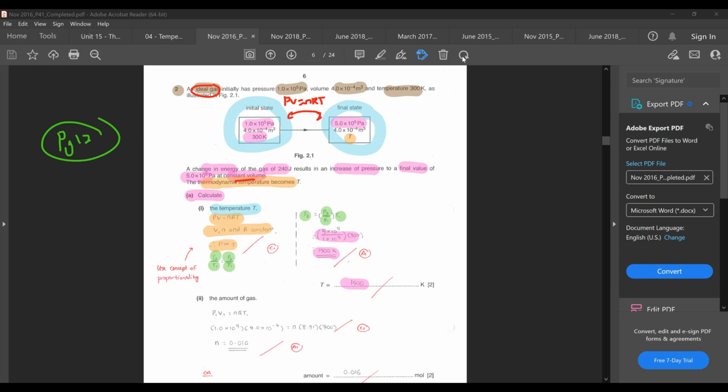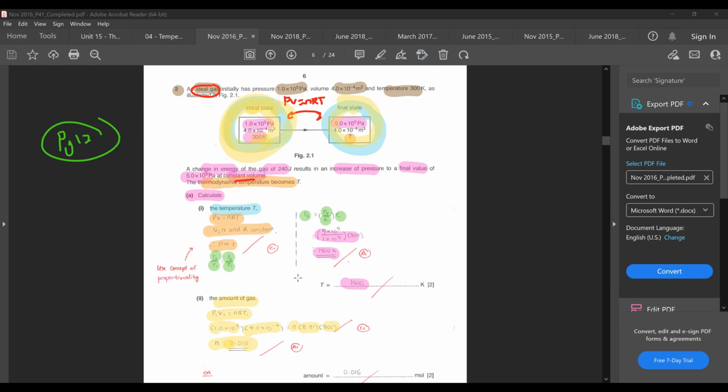And then the next part requires you to find out your amount of gas. You can just use PV equals nRT again, applied to either the initial state or the final state. It doesn't matter which one you apply it to because your number of moles is the same for both cases. So say I apply it to the initial state, I will say P1 V1 equals nRT1. I sum in the values for pressure and volume, equals number of moles times molar gas constant 8.31 times your thermodynamic temperature. You will get your number of moles as 0.016.